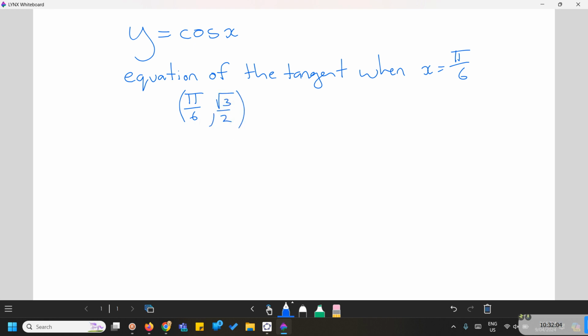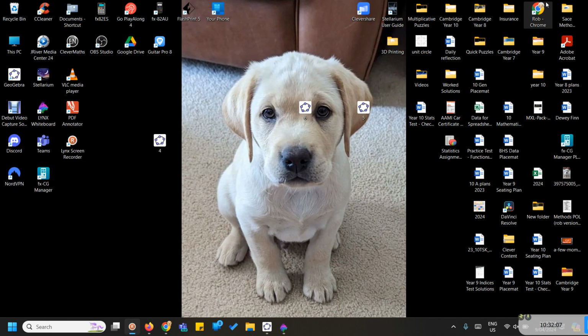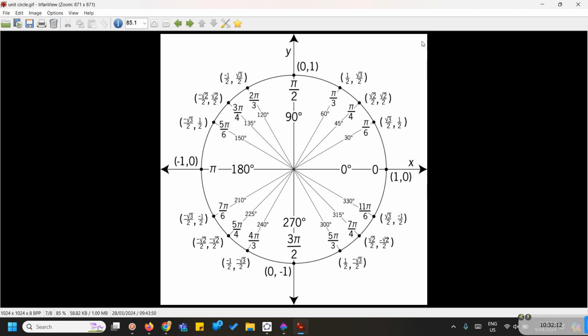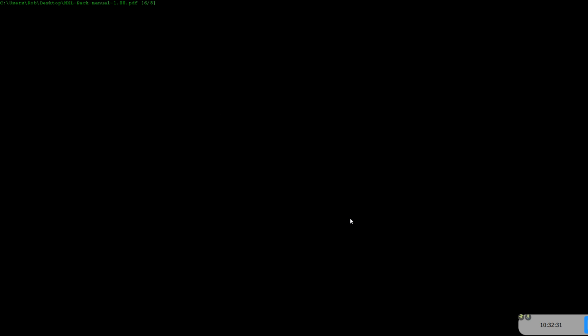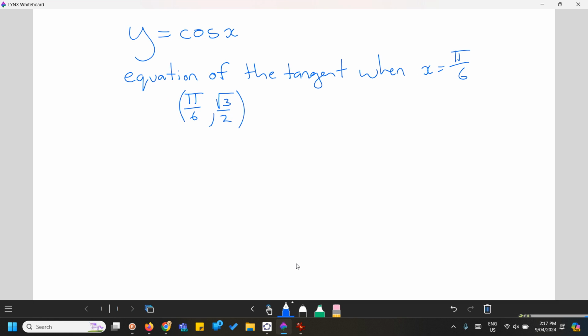So I'll just quickly show you that in the unit circle if there's anyone still getting their heads around that at all. So here's my unit circle. At pi on 6 here, you can see that if we want the cosine value of that, the cosine value is the x-coordinate, so it's root 3 on 2. So all of these values are going to come from the unit circle. Okay, so our point is pi on 6, comma, root 3 on 2.